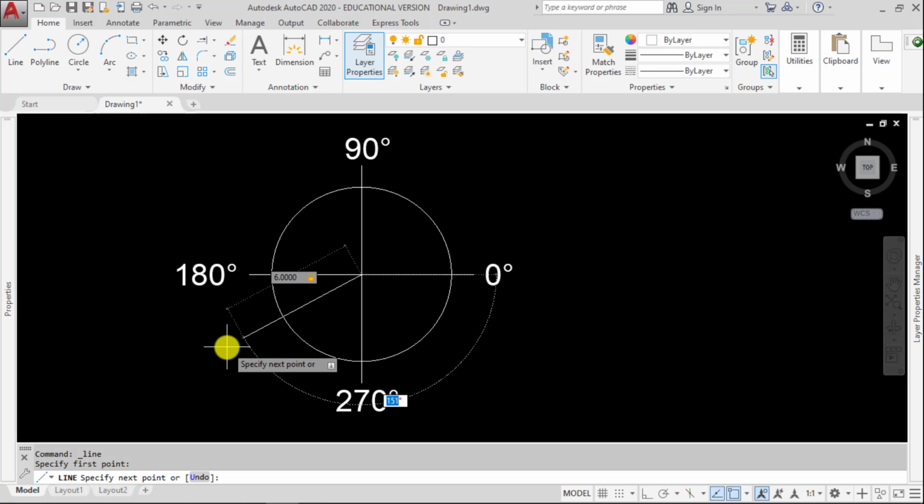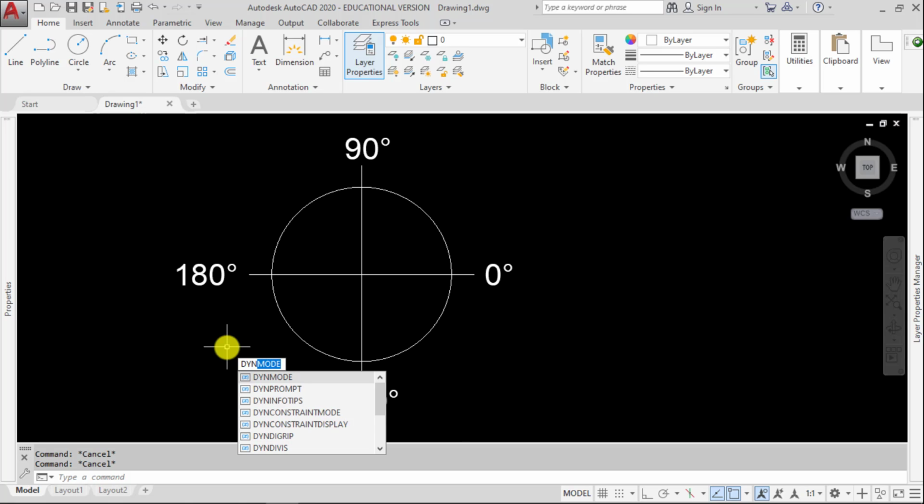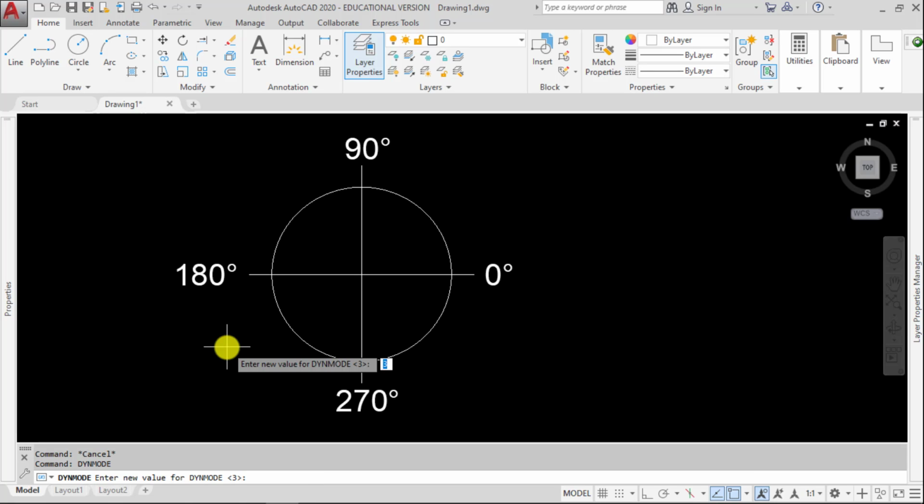I don't like that. I find that students get frustrated easily because they're trying to figure out angles and it doesn't make sense. The command to change that is DYN mode, which stands for dynamic angle mode. Currently it should be set to 3. I prefer it and I teach it to be set to 1.